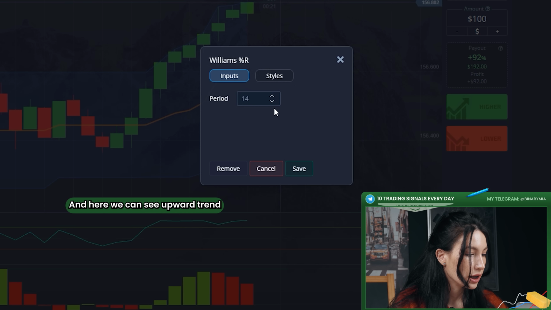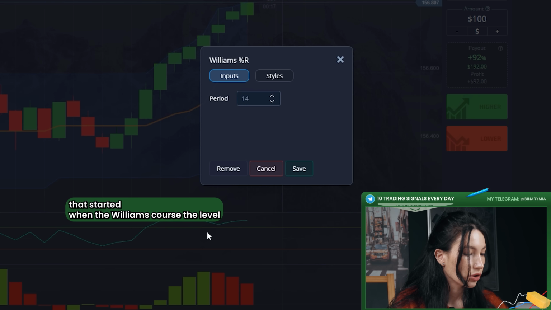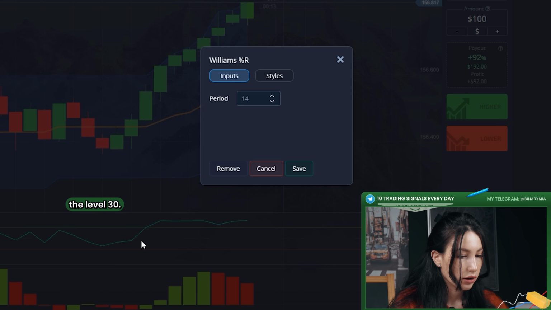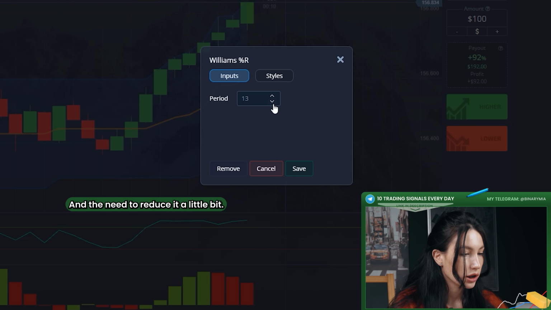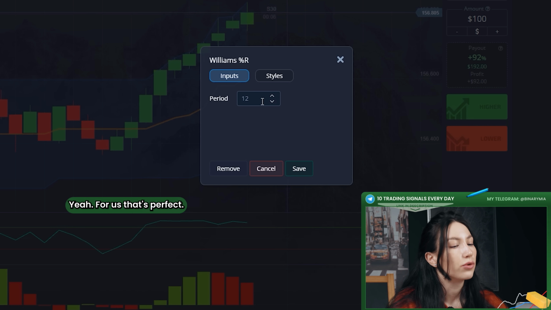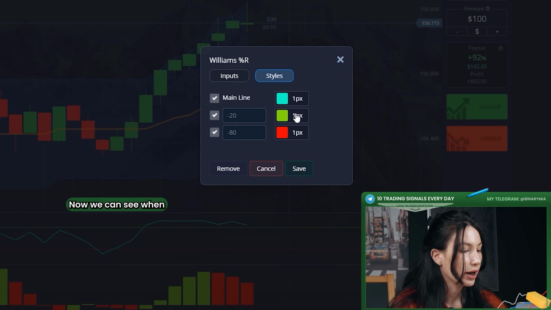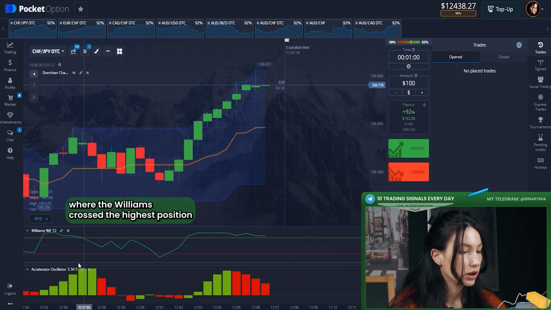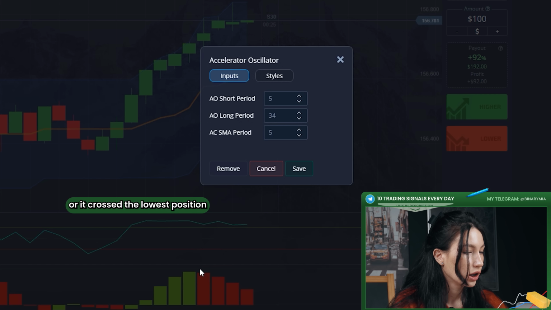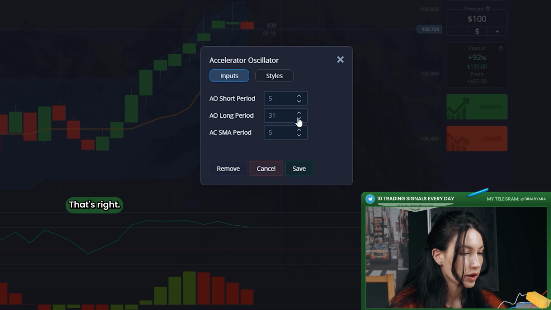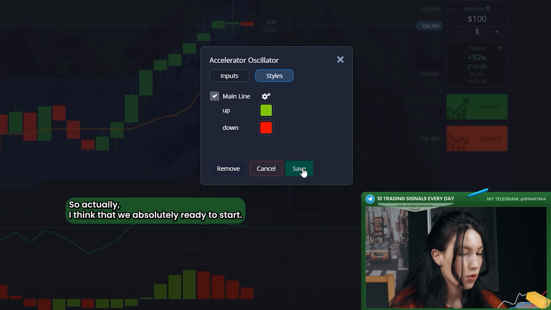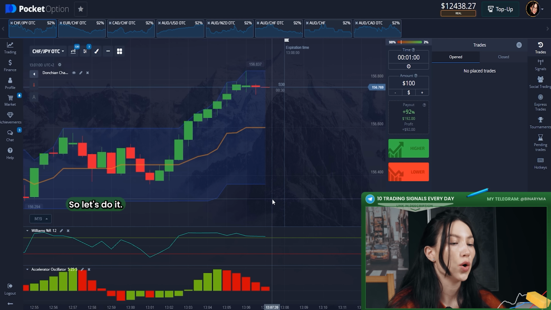And here we can see an upward trend that started when the Williams crossed the level 30. And I need to reduce it a little bit. That's right, for us that's perfect. Now we can see where the Williams crossed the highest position, where it crossed the lowest position, and here I need to reduce also the same. That's right. Okay, everything is good. What about styles? That's okay. So I think that we are absolutely ready to start, so let's do it.